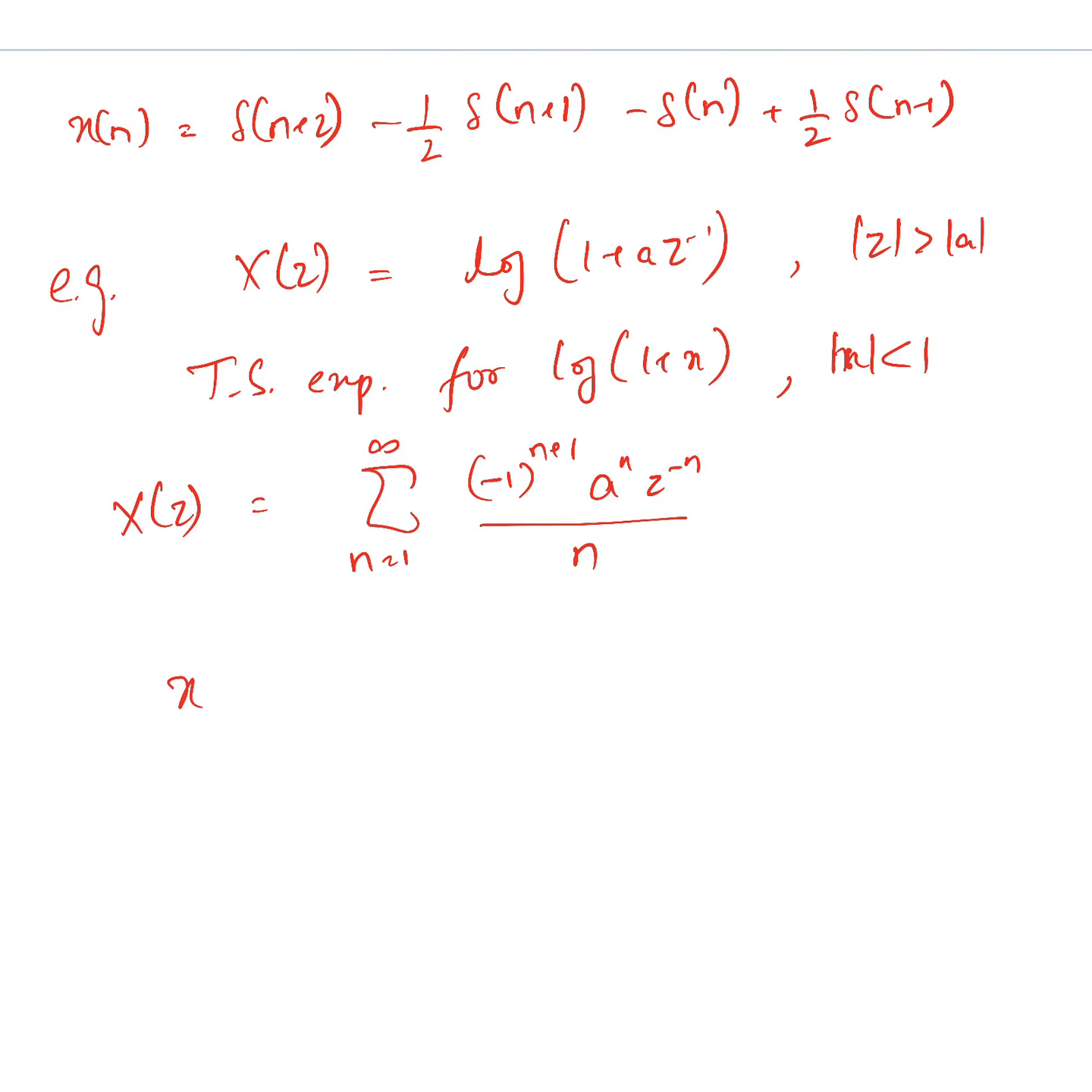So you have x of n as minus 1 to the power n plus 1 times a to the n over n for n greater than or equal to 1, and 0 for n less than 0. So for the logarithmic function, this is how you can compute the inverse Z transform using the power series expansion. Okay, so these are the two powerful methods for computing the inverse Z transform. First we had seen the partial fraction expansion, and the second one is the power series expansion.